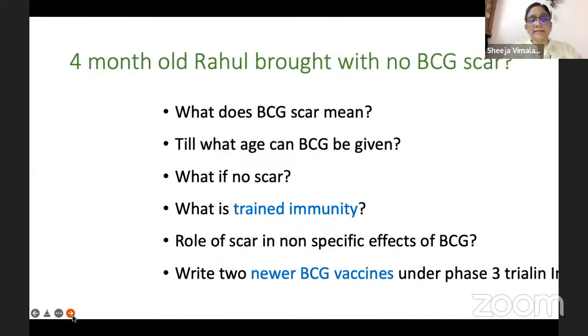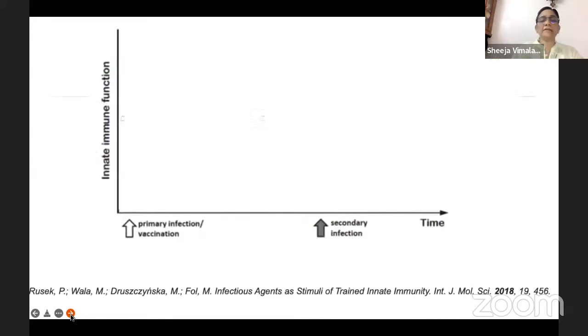Now coming to another scenario: a 4-month-old child is brought with no BCG scar. This is a situation you can have in an OSCE, or in your case presentation. The child does not have a BCG scar. The questions that come up: what does a BCG scar mean? Till what age can BCG be given? What will you do if there is no scar? What is trained immunity, a term that has come into use after the COVID outbreak? And the role of the scar in the non-specific effects of BCG, and newer BCG vaccines under phase 3 trial.